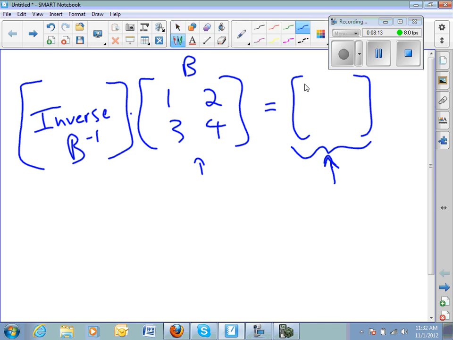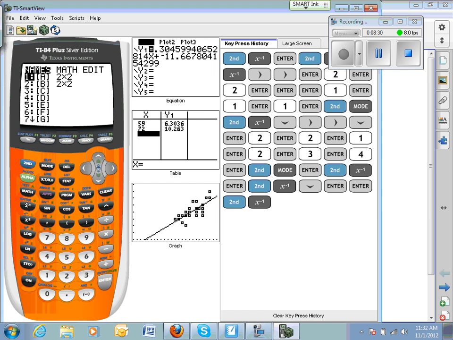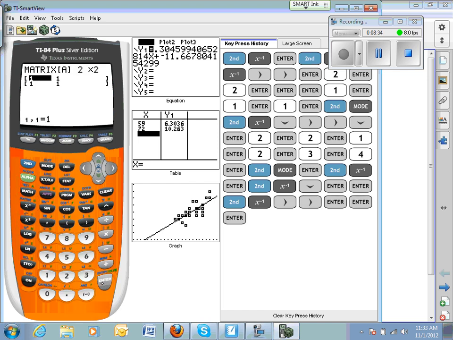Let's see, 1, 0, 0, 1. Oh, a change of tune. All right. Let's go back and try that. I think that looks much better personally. Let's check and make sure that we aren't both wrong. All right, so back to matrix A. I'm going to edit that and make it 1, 0, 0, 1.